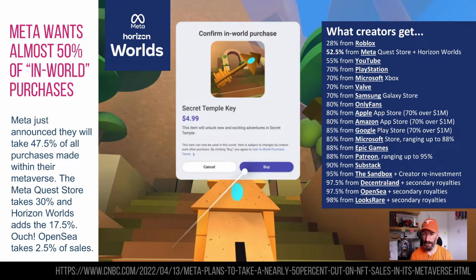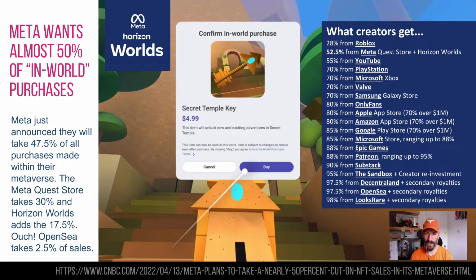Meta have revealed their pricing structure for the Metaverse, which I'll come to at the end with my view on that. What they've said is they want to take 47.5% of everything sold on Horizon Worlds, which is their VR world essentially. A certain chunk of that actually just goes to the base Quest store, which is the headset store, and then you go onto Horizon Worlds, and another 17.5% is taken on top of that as well. So if you are a creator, then you're only getting 52.5% of all the purchases.